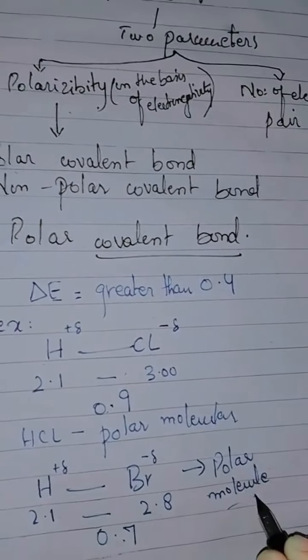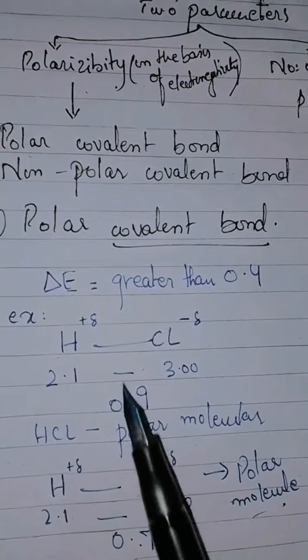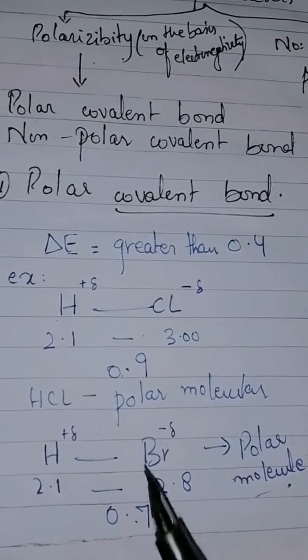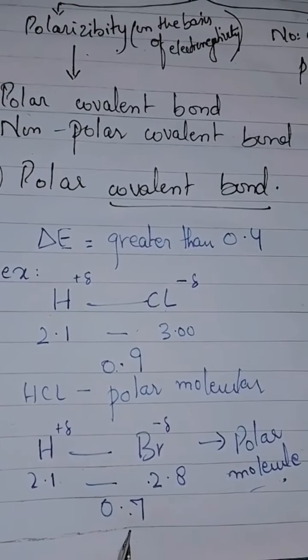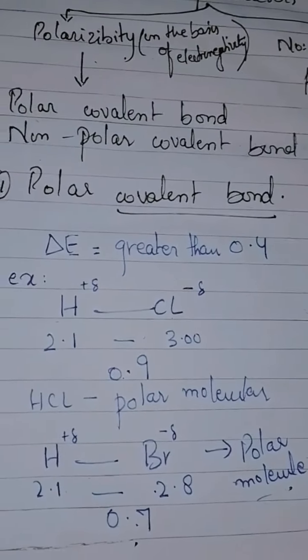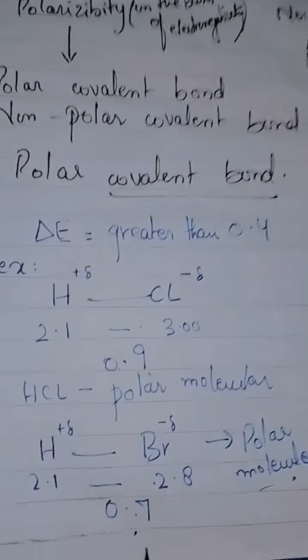If we talk about which molecule has a higher polarity, so basically HCl has a higher polarity than hydrogen bromide, because hydrogen bromide's electronegativity difference is 0.7 and HCl's electronegativity difference is 0.9. So it has a higher polarity than hydrogen bromide.